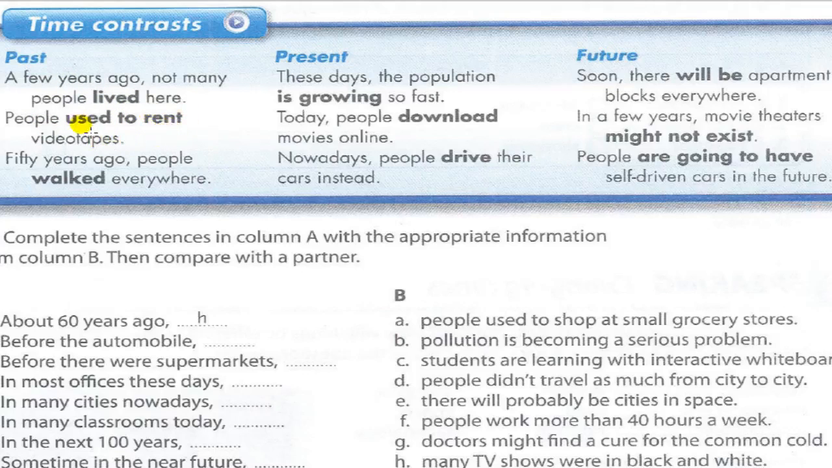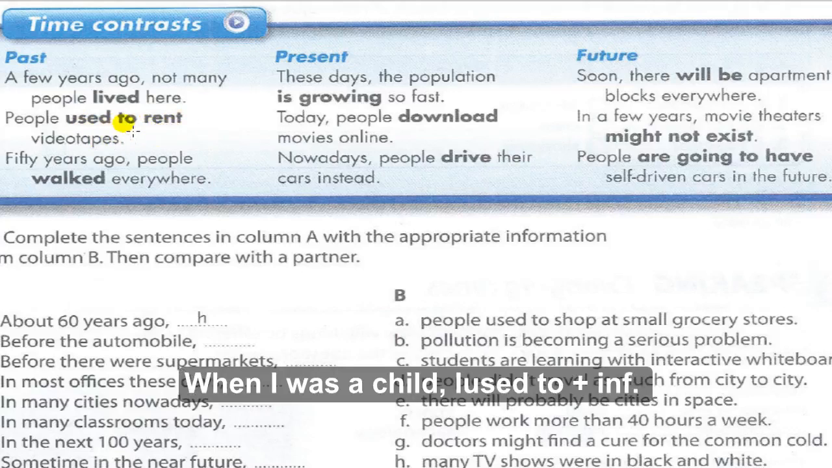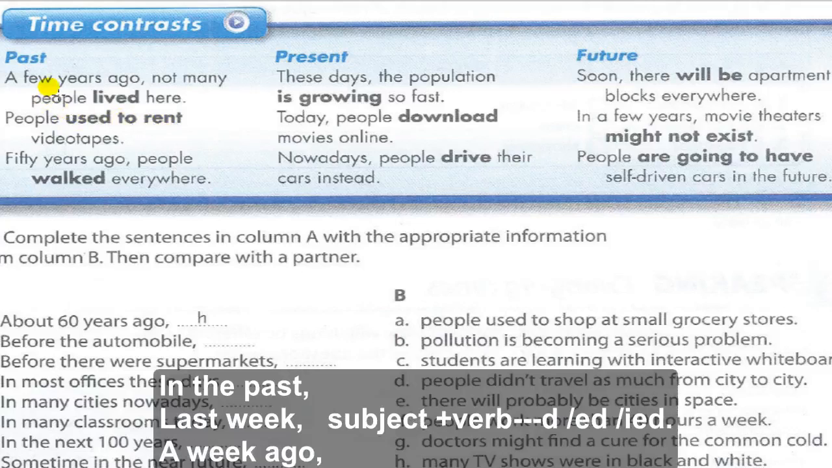The key words here: when I was a child, I used to study English. When I was a child, I used to play in the street. When I was a child, I used to get up early. With the simple past: in the past, yesterday, last week, last month, last year, a month ago, a year ago, few days ago, I studied English.